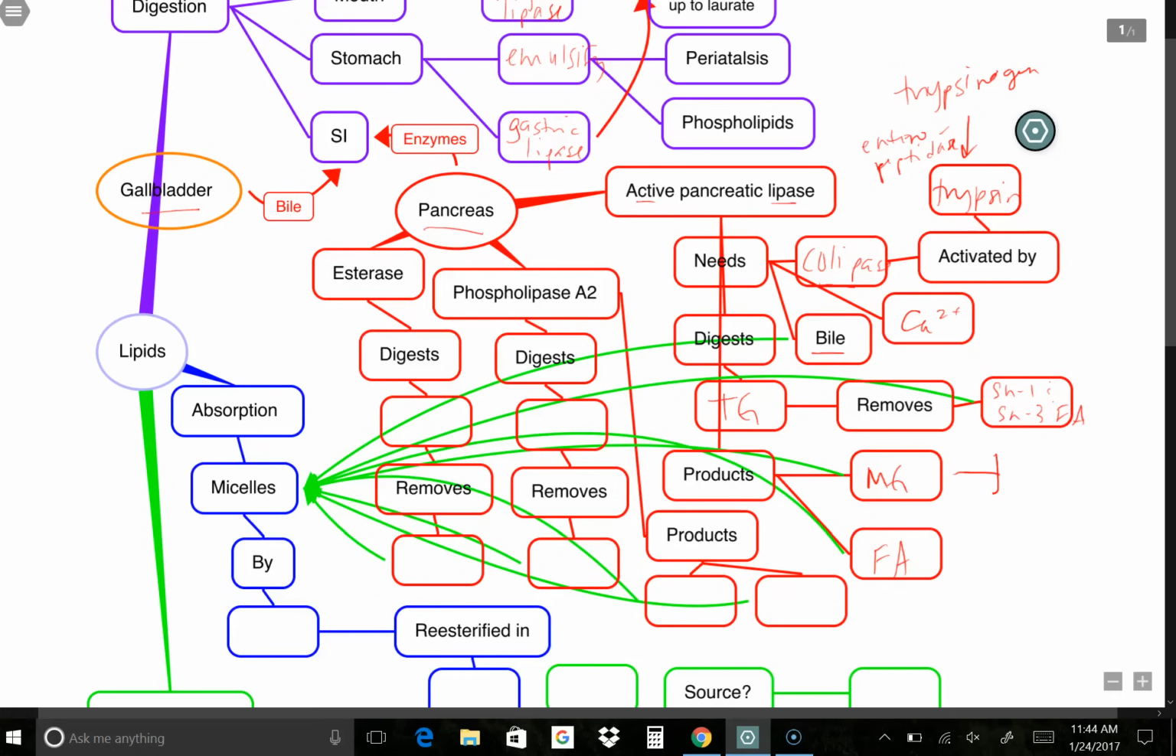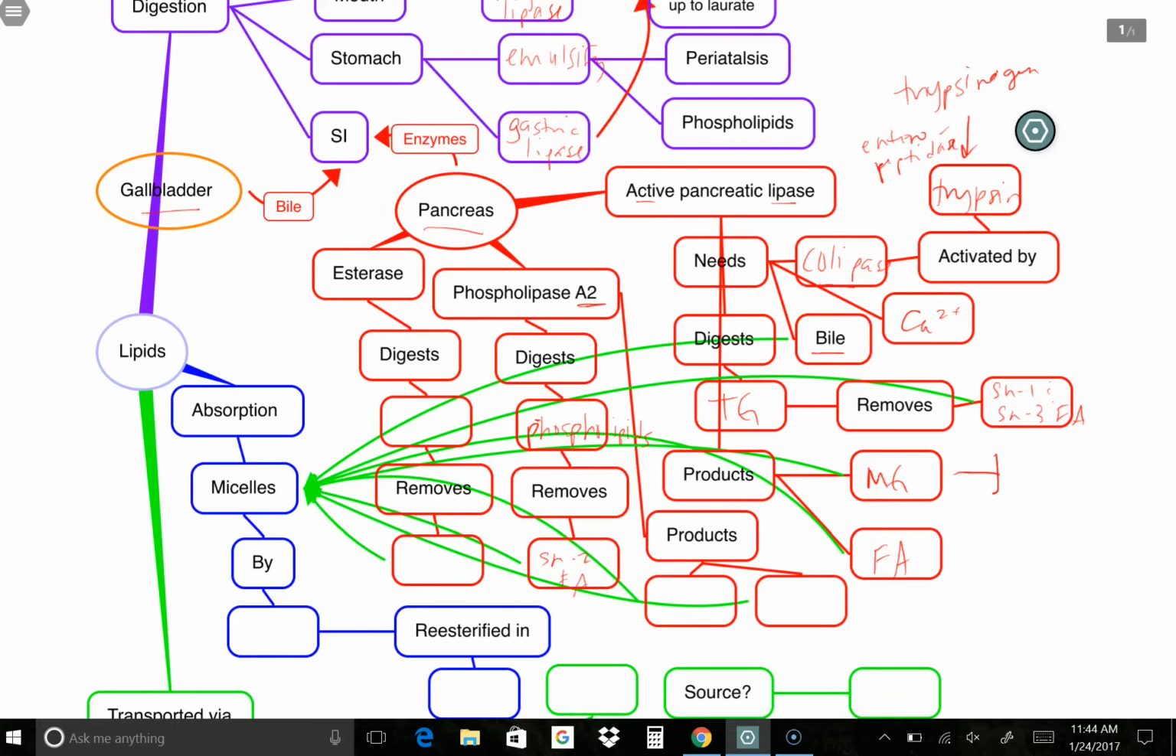Other enzymes secreted from the pancreas include phospholipase A2, which is secreted in the inactive zymogen form as prophospholipase A2. A2, if you recall, is able to digest the SN2 fatty acid on phospholipids. So it's going to digest phospholipids. It's able to remove the SN2 fatty acid. Cannot remove the SN1 fatty acid, and it does not touch the phosphate or the polar head group on SN3.